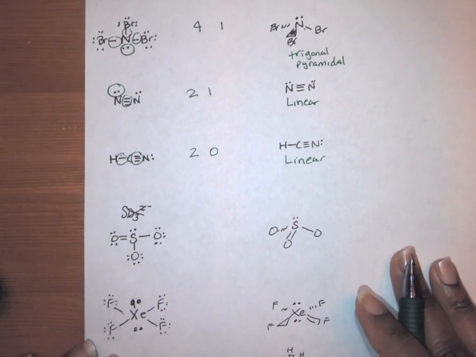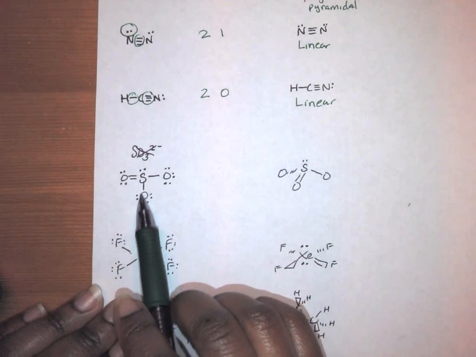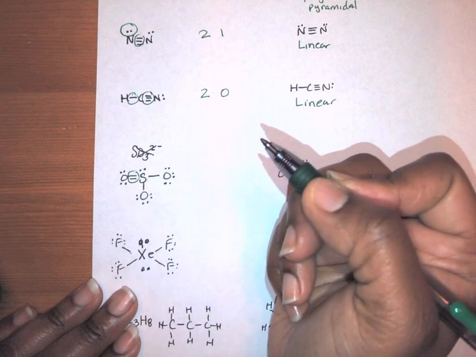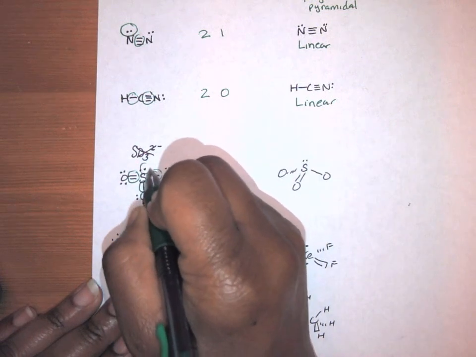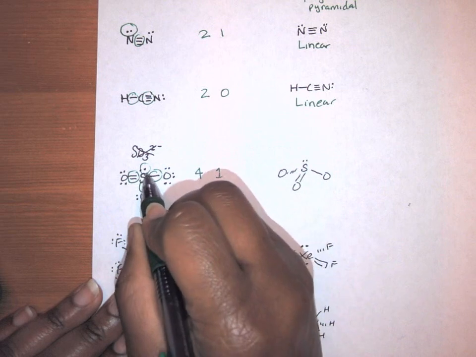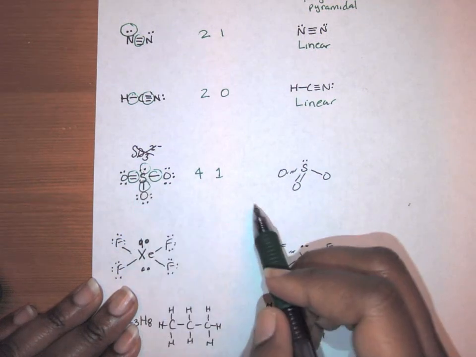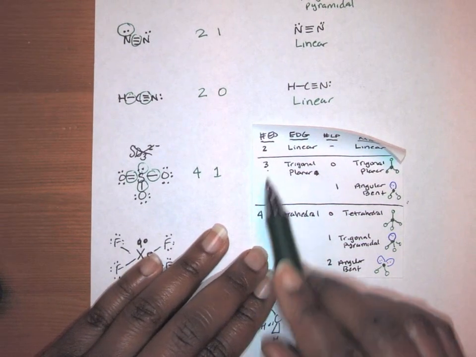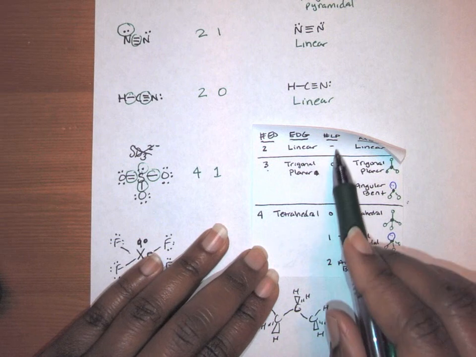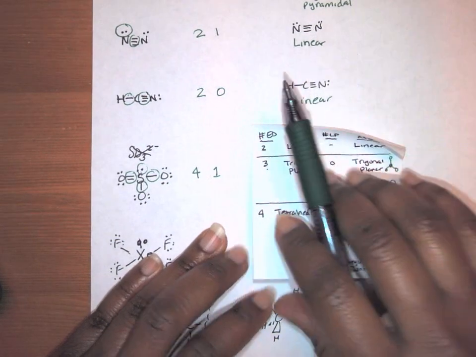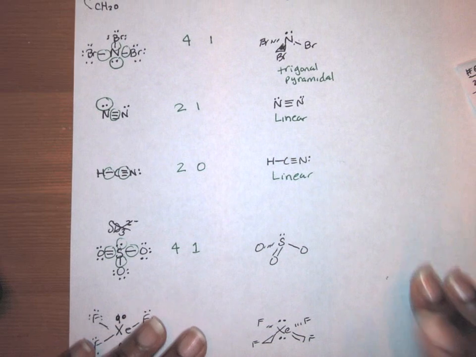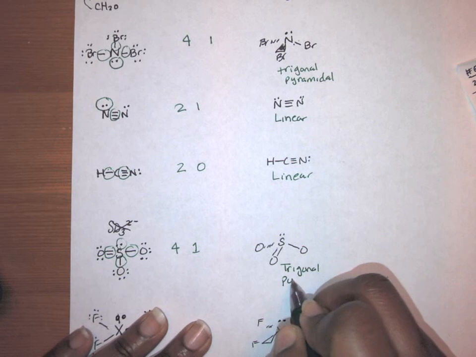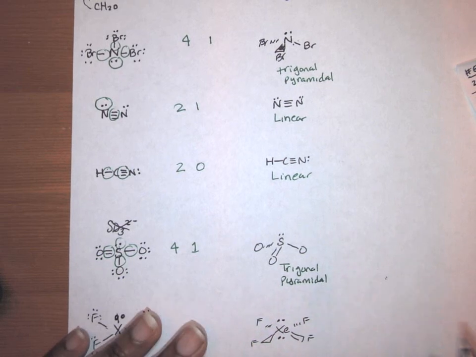All right, let's look at our next example. SO3 2-. So here we have sulfite. Again, let's count our electron domains. Double bonds count as 1, remember that. 1, 2, 3, 4 electron domains, one of which is a lone pair. So that would fall under 4 electron domains, one of them is a lone pair, trigonal pyramidal. So it's the same as the one above, the NBR. So again, these are just the shapes of the molecule.